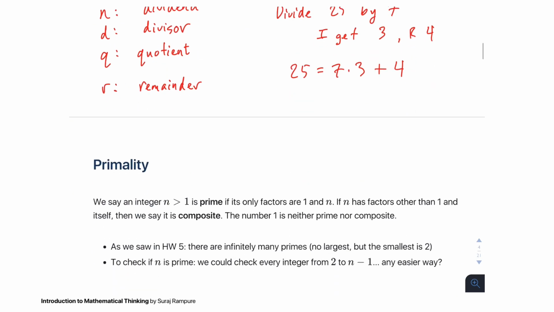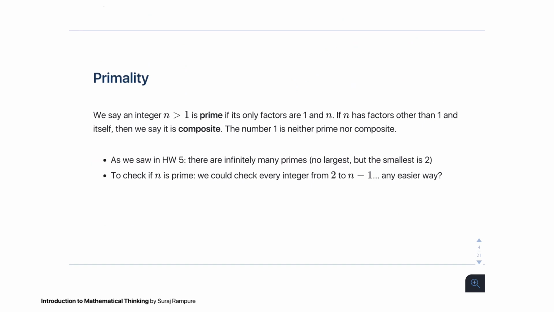Cool. So the next formal definition that I want to cover, we sort of assumed it already, but you just want to have it down. We say an integer n greater than 1 is prime if and only if its only factors are 1 and n. And if it has something other than 1 and n as a factor, we say it's composite. And 1 is neither prime nor composite. Okay, and we'll see why in the next slide. And as we saw in homework 5, we did a proof that there are infinitely many primes.